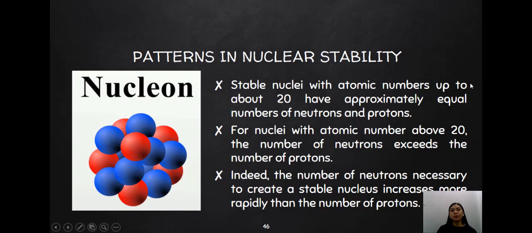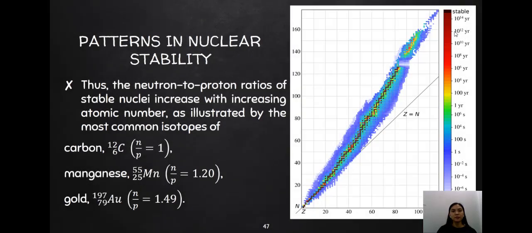Stable nuclei with atomic numbers up to about 20 have approximately equal number of neutrons and protons. For nuclei with atomic number above 20, the number of neutrons exceeds the number of protons. Indeed, the number of neutrons necessary to create a stable nucleus increases more rapidly than the number of protons. Explain ko to mamaya when we go to the next slide. So it says here, thus, the neutron-to-proton ratios of stable nuclei increase with increasing atomic number, as illustrated by the most common of isotopes, carbon-12.